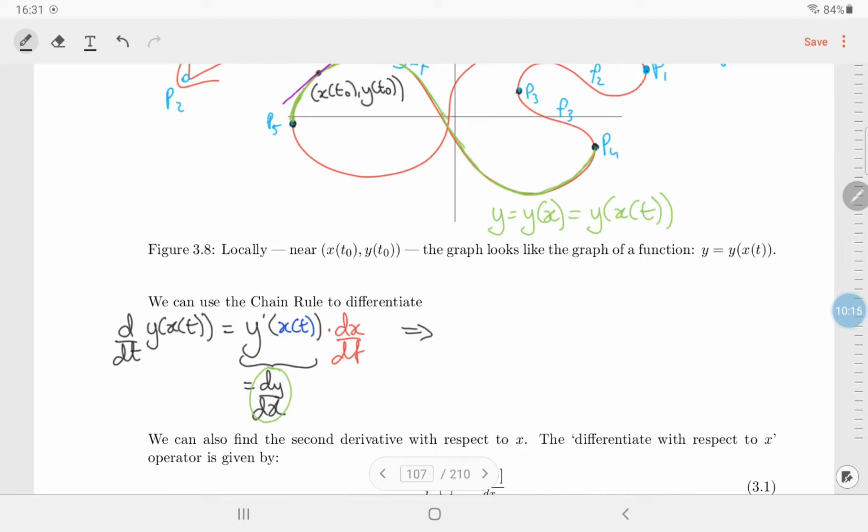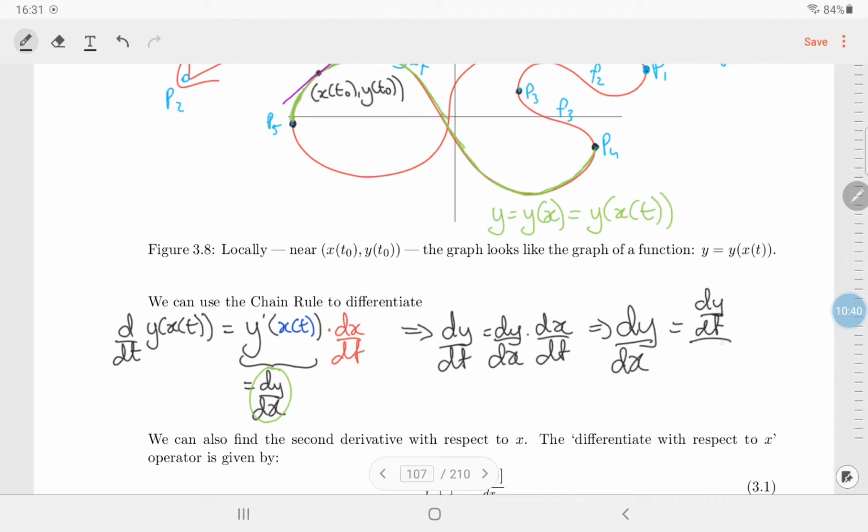now what we have to take is that if you're differentiating y of x, well, y of x is y of t, is y basically. So the thing on the left hand side is dy/dt equal to dy/dx times dx/dt, and if you divide both sides by dx/dt, you get, and this is the important thing, dy/dx is equal to dy/dt divided by dx/dt.